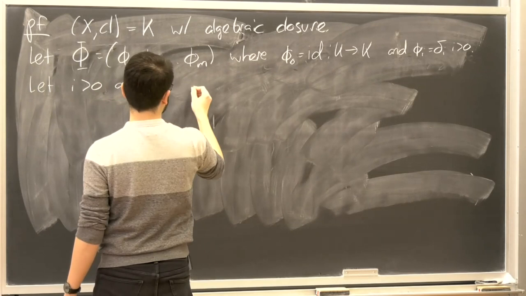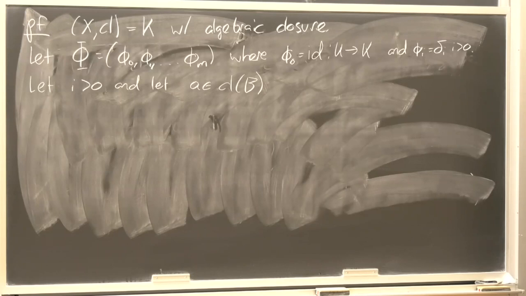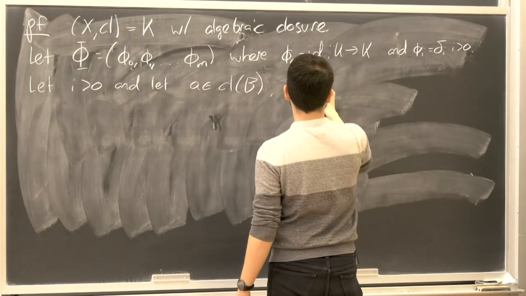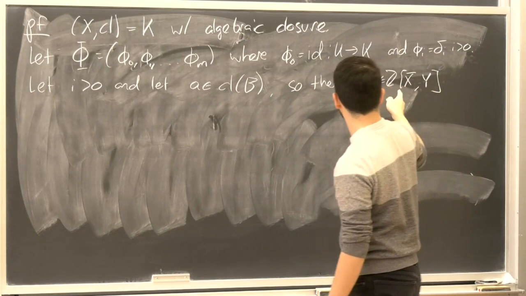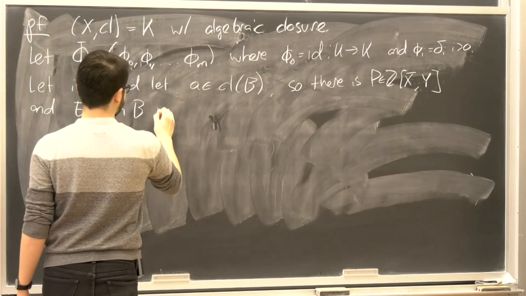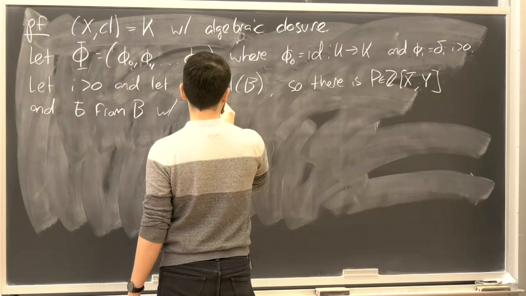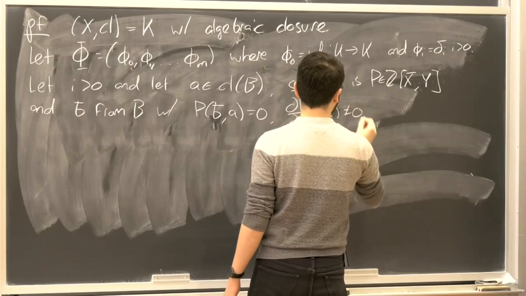Let's say that a is in the closure of B. Well, what does it mean for a to be in the closure of B? Here, closure is algebraic closure. So this means that there's some polynomial P over the integers in variables, so I'll take a tuple of variables X and then a single variable Y, and a tuple b from B, with P of b, a equals zero, and the derivative of P with respect to the last variable non-zero.